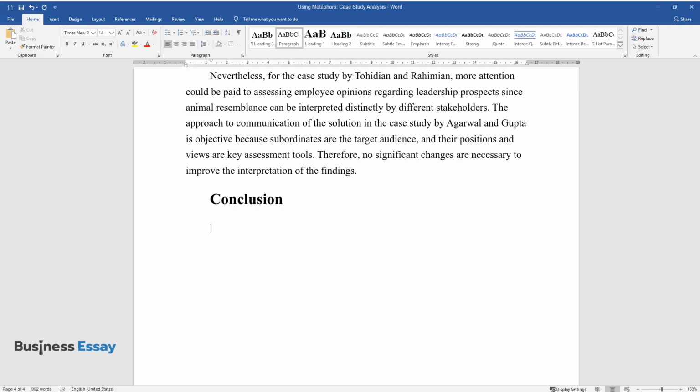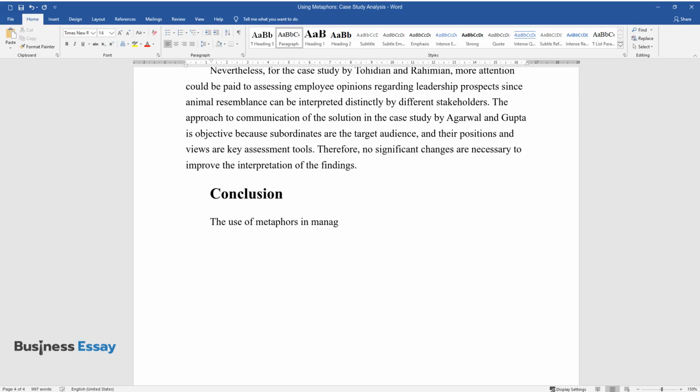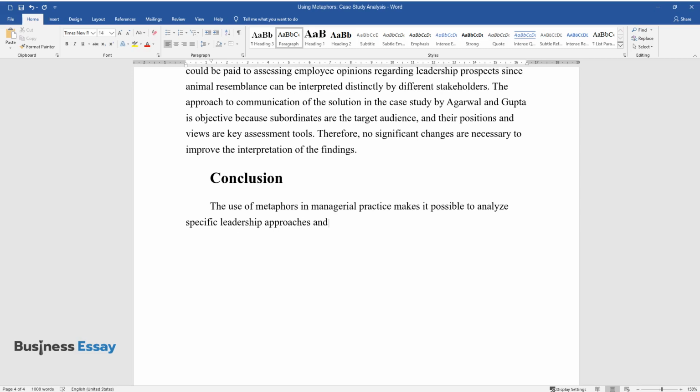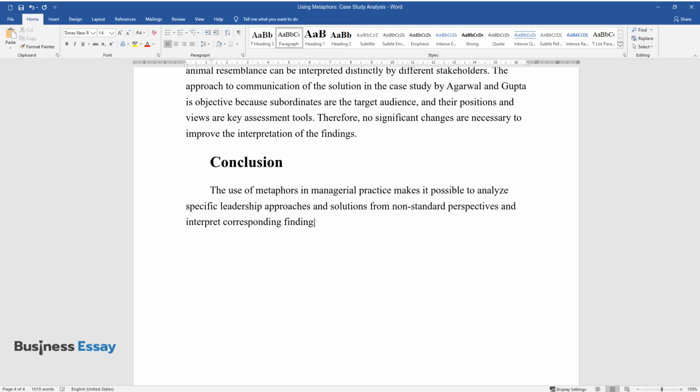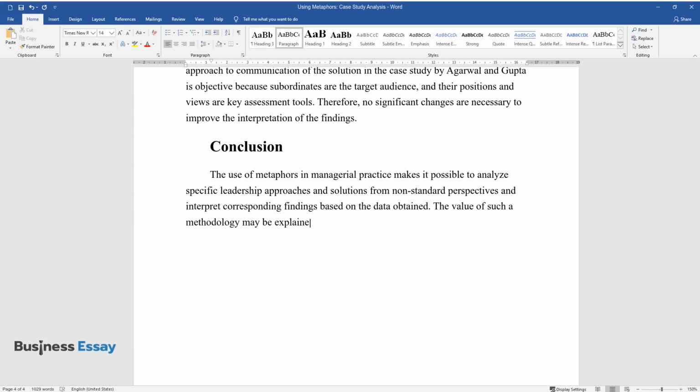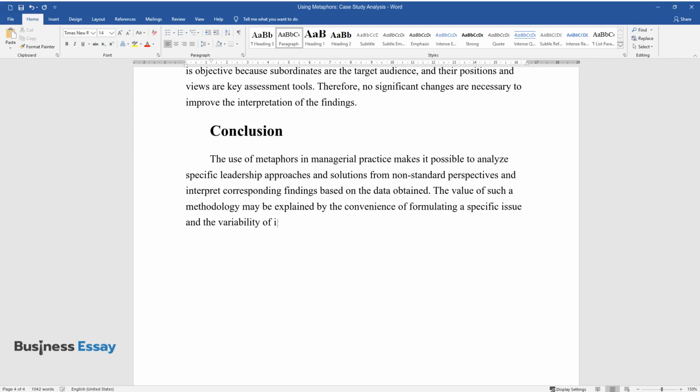Conclusion. The use of metaphors in managerial practice makes it possible to analyze specific leadership approaches and solutions from non-standard perspectives and interpret corresponding findings based on the data obtained. The value of such a methodology may be explained by the convenience of formulating a specific issue and the variability of its analysis depending on the objectives chosen.